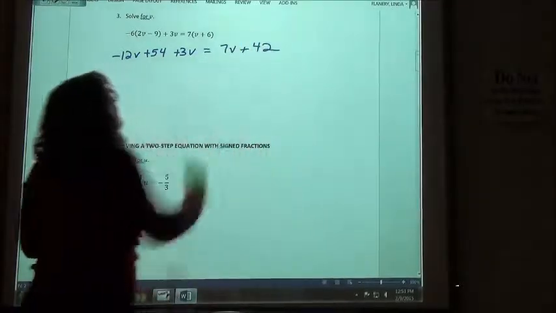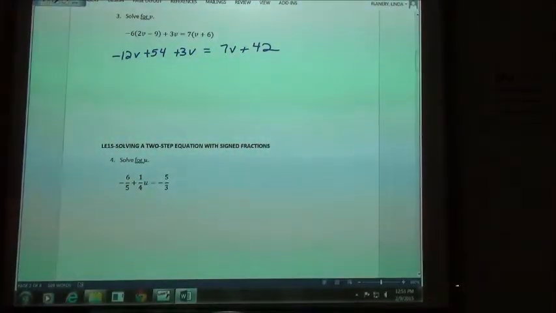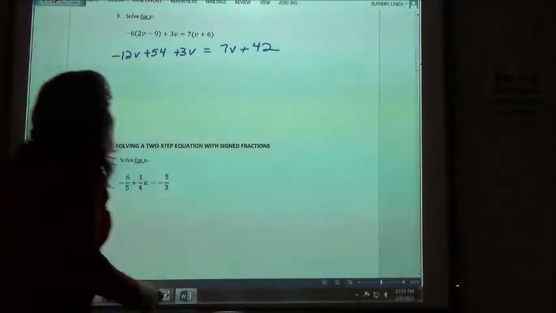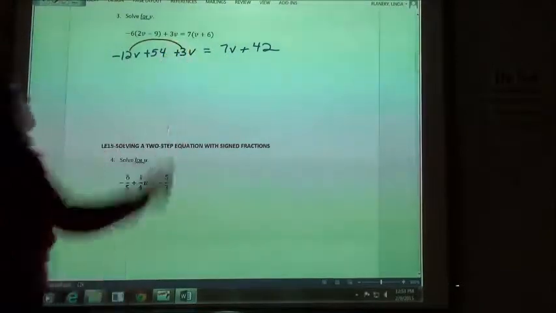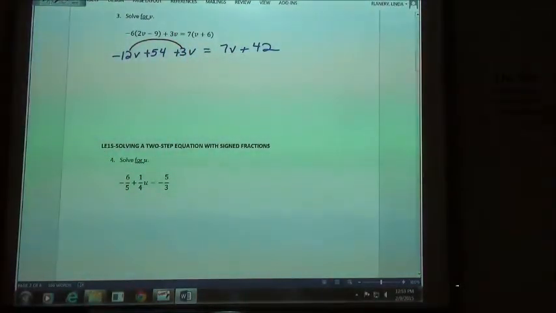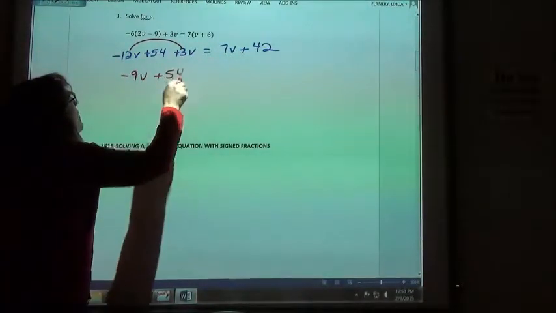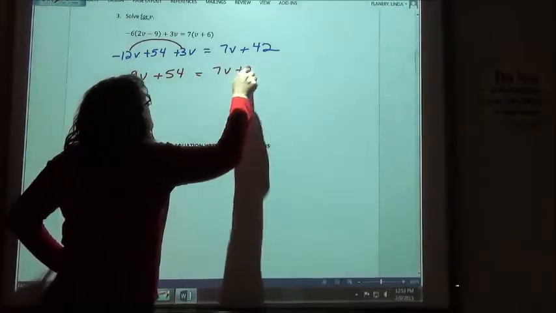So on this one, the left side has 3 terms, the right side only has 2 terms, so there's only going to be like terms to combine on the left side. We're going to combine our v's together. Negative 12v plus 3v is negative 9v. Negative 9v plus 54 equals our 7v plus 42.